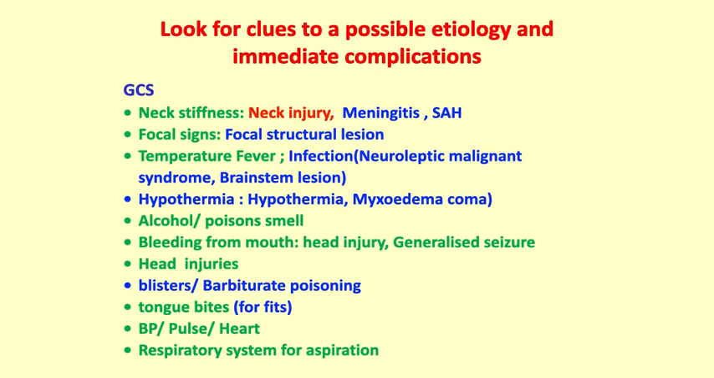Blood pressure, pulse, and heart rate need to be examined, and they might give an indication of whether there has been any cardiac event causing hypotension, and whether the patient has been drowsy or unconscious due to that. The respiratory system is examined to look for abnormal breathing patterns, which may indicate the site of the lesion, and you must always look for aspiration pneumonia in such patients.